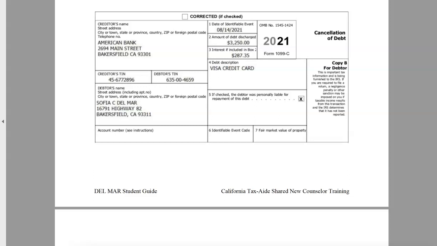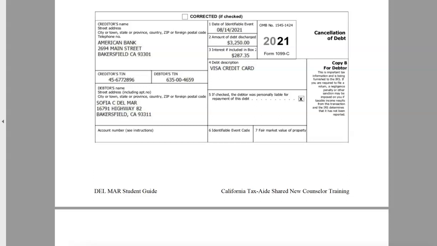Sophia's income, not including this, puts her at the 12% marginal tax bracket, and you can tell that by comparing her taxable income to her tax. Her tax is more than 10%, which means she's moved into the 12% tax bracket. So this $3,250 of additional income is going to cost her around $390 in additional taxes. That's in the federal, and it may increase her state tax as well.